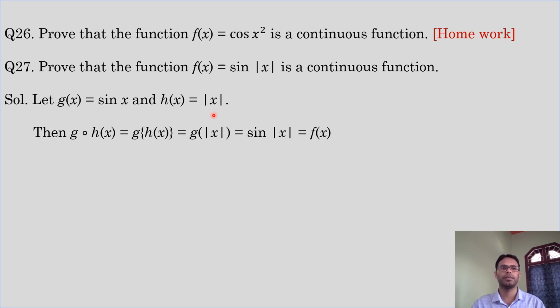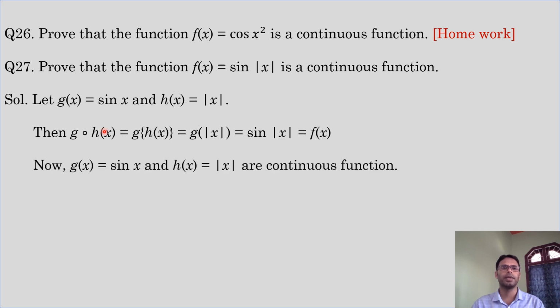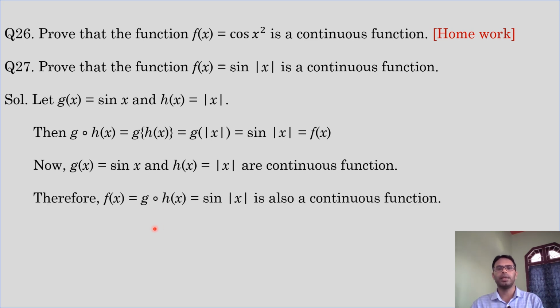So now you have to prove separately that this g(x) function and this h(x) function are continuous functions. g(x) equal to sin x is very simple. You should just prove sin x is a continuous function by taking an arbitrary point. You write like this: g(x) equal to sin x and h(x) equal to mod x are continuous functions. But you have to prove these two parts separately. For h(x) equal to mod x, you can take help from the previous question, and g(x) equal to sin x is continuous, and you can also take help from the previous questions. So I am leaving that part for you.